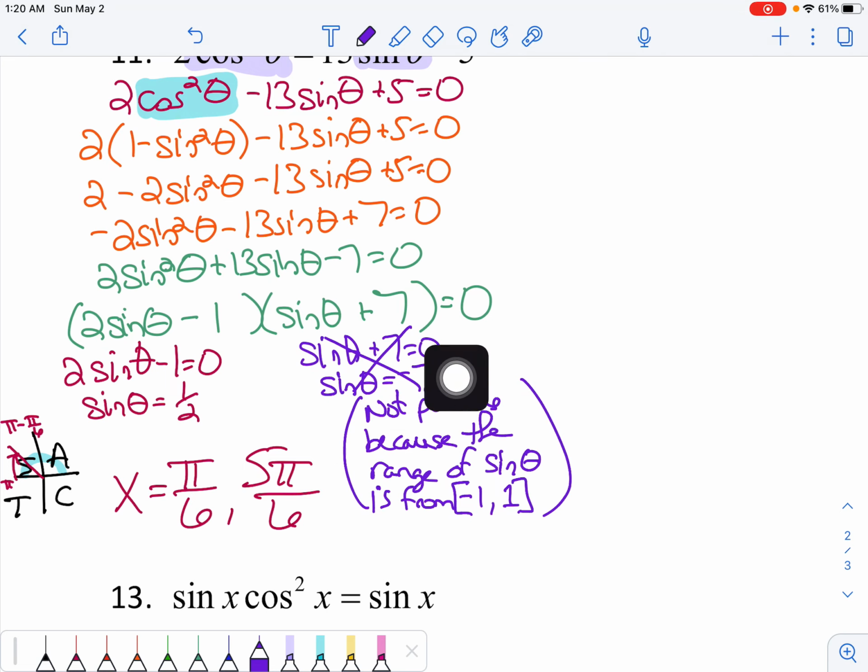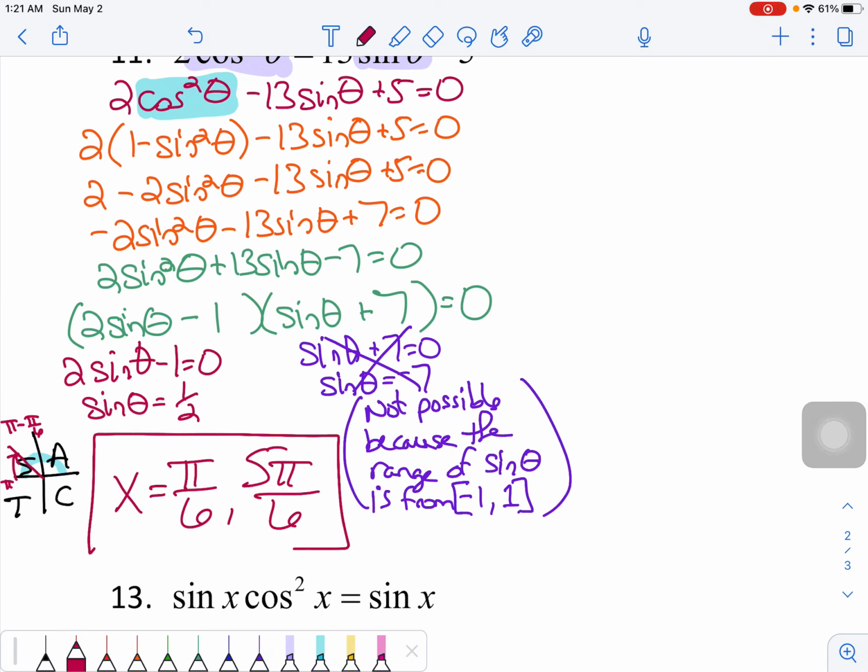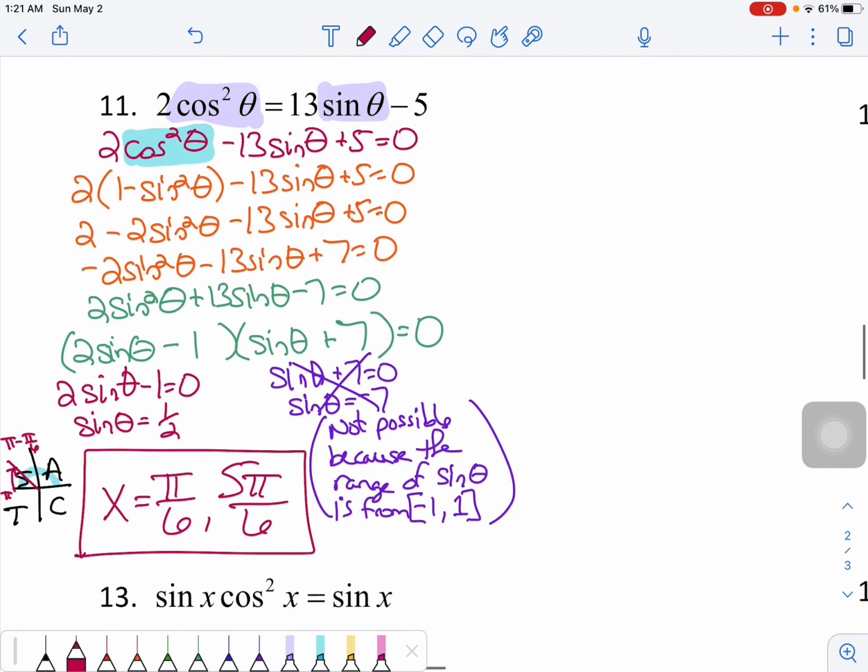That doesn't make any sense with a -7. So this particular part cannot give us any answers. They're considered extraneous answers. No, they wouldn't even be considered extraneous because there aren't any. It is outside of our range for this one, so you could not have any answers. So that's problem number 11.